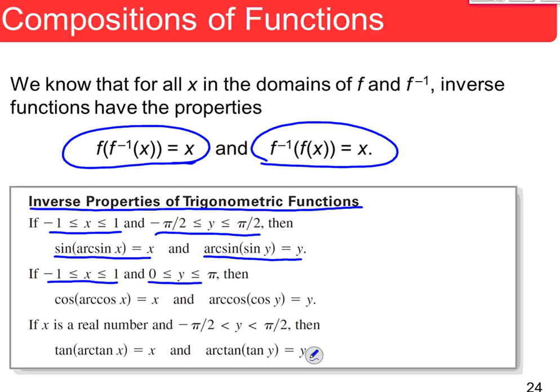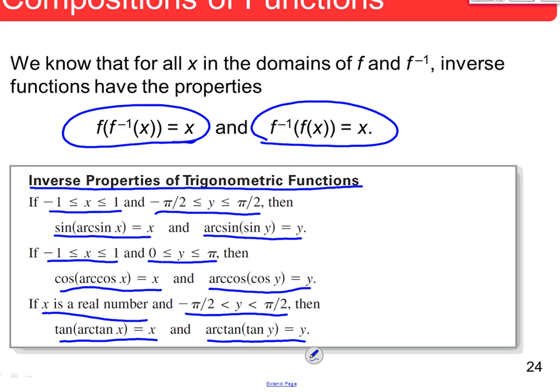Again, if we're in that range, or the correct domain from -1 to 1 for x and 0 to pi for y for cosine, then the cosine of the arc cosine of x is equal to x, and the arc cosine of the cosine of y is y. And then if x is a real number and y is between negative pi over 2 and pi over 2, not including them, then the tangent of the arctangent of x is equal to x, and the arctangent of the tangent of y equals y.